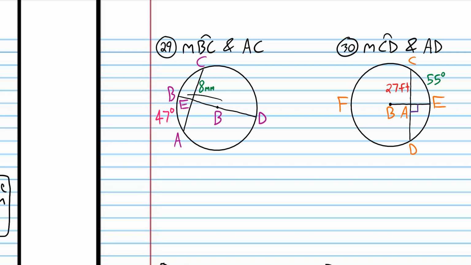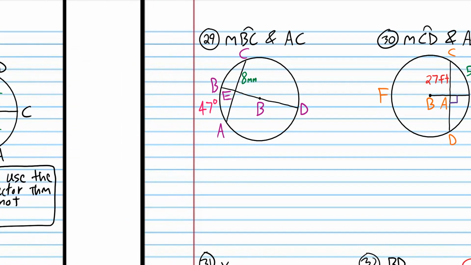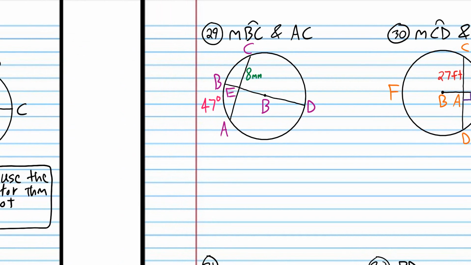Now this is a diameter because it goes through the center. But look, we don't know that these two chords are perpendicular. There's no right angle. So this was kind of a trick one. If you did the problem, then you got tricked. That's okay. Don't feel bad.